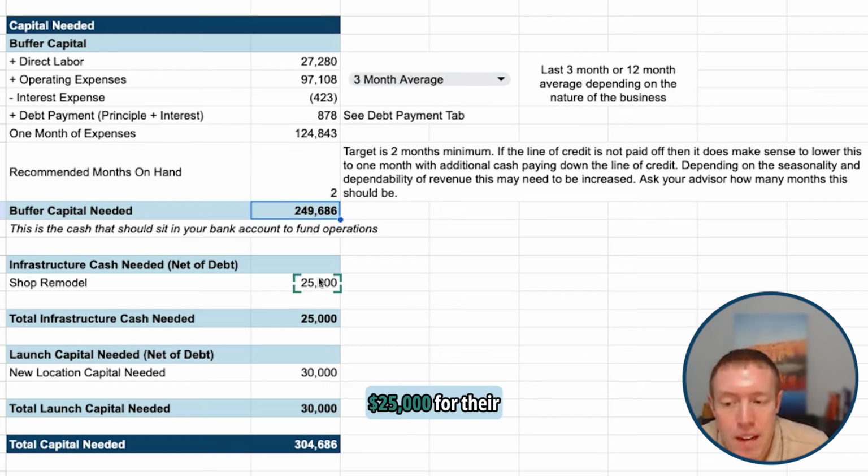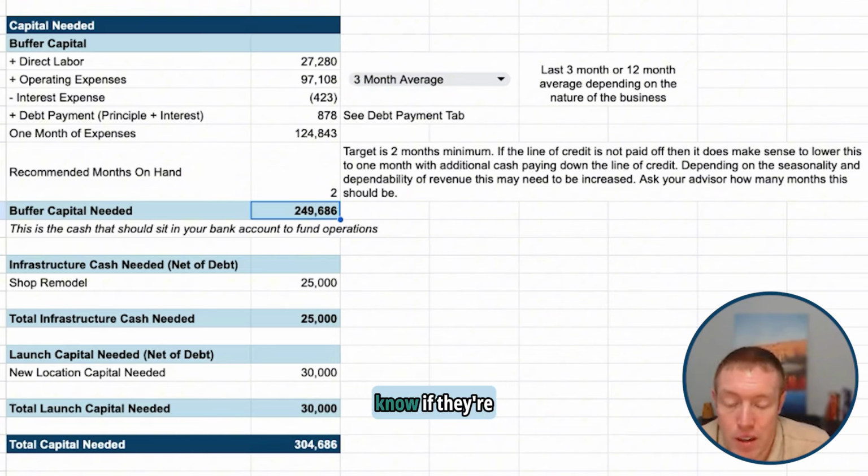They also need $25,000 for their shop remodel, and they're looking to open a new location, which they're going to use $30,000 of cash toward. So the total capital sitting in their bank account should be $304,000. If they're over this, we should optimize that cash and put it somewhere that can earn them money instead of in their bank account.